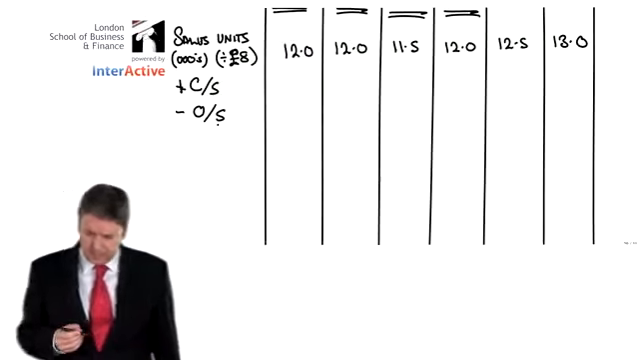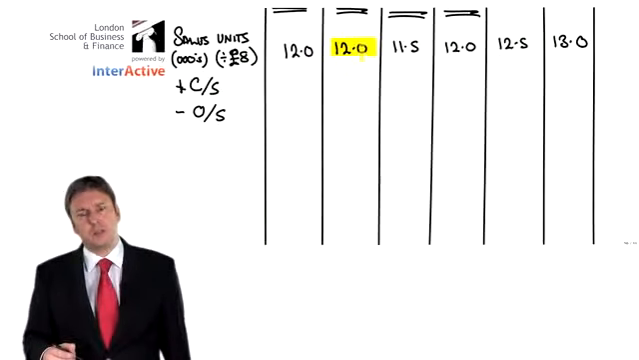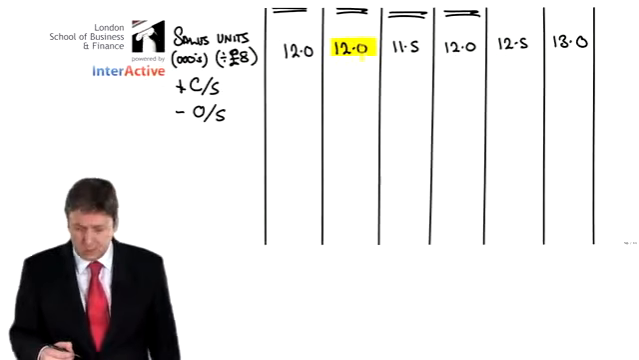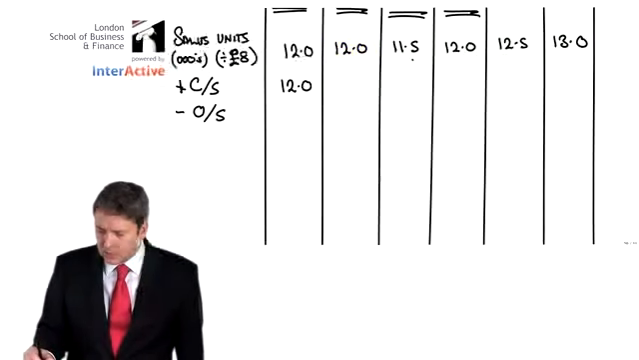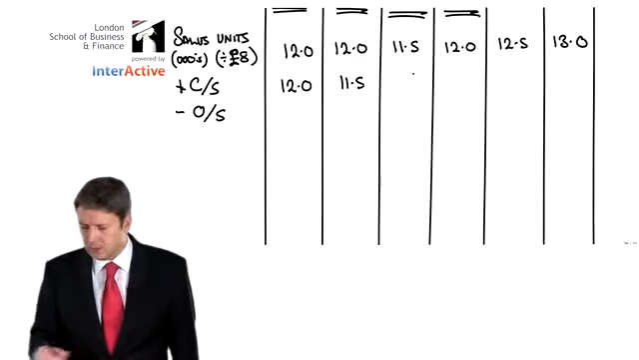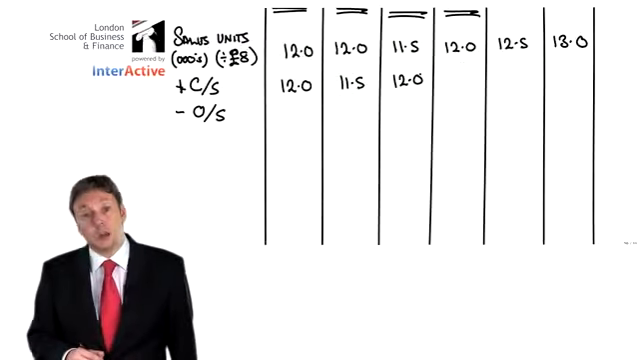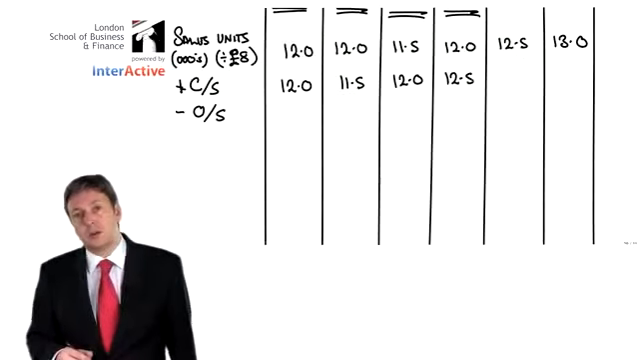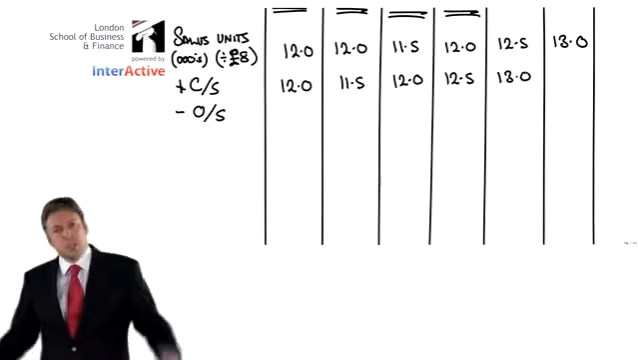So, for example, if we know that the sales are 12,000 in month 2, that must be the same as the closing stock in month 1. Simple as that. So couldn't we say that? And sales in month 3 will be the same as the closing stock in month 2. Sales in month 4 will be the same as the closing stock in month 3. Sales in month 5 will be the same as the closing stock in month 4, and so on and so forth. So it's not too difficult.